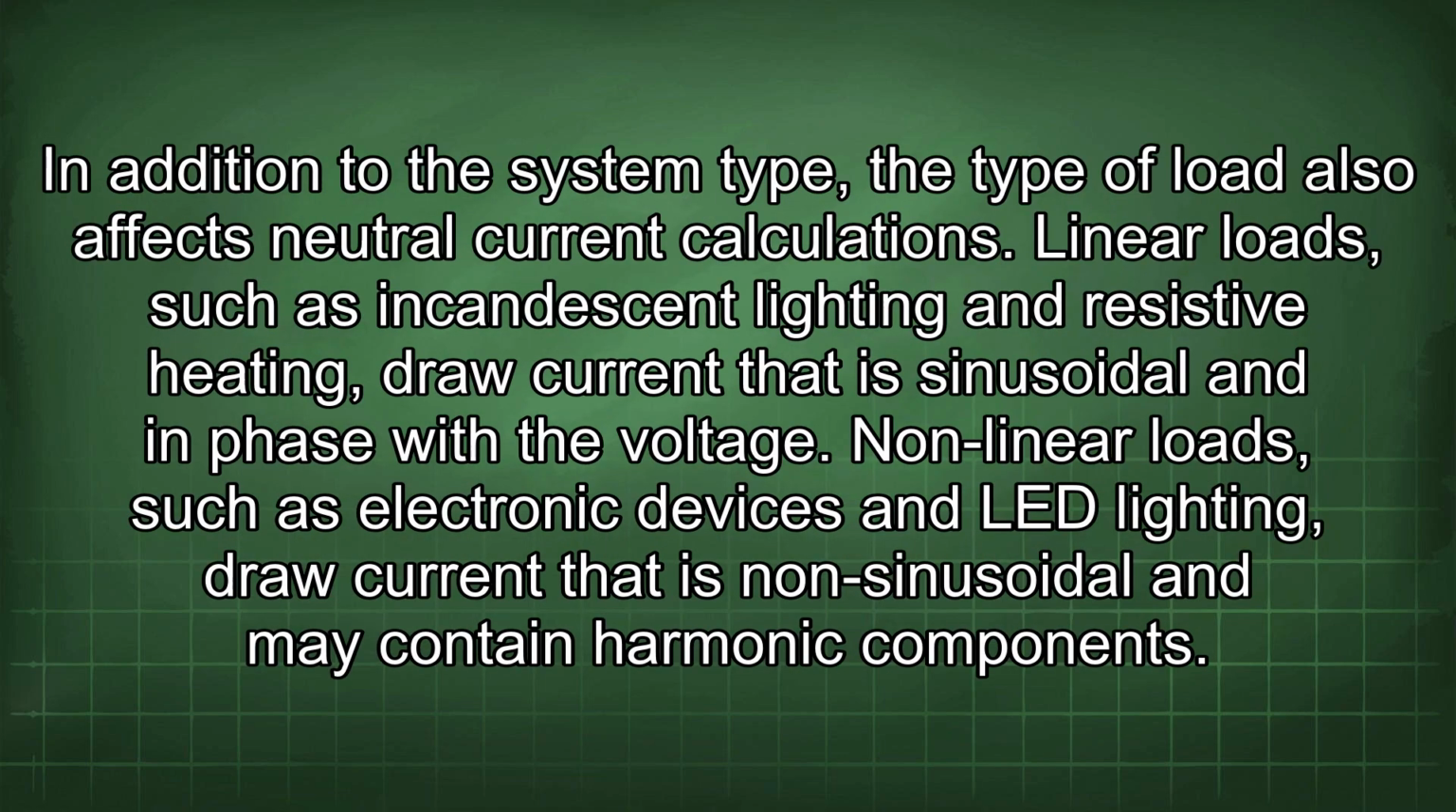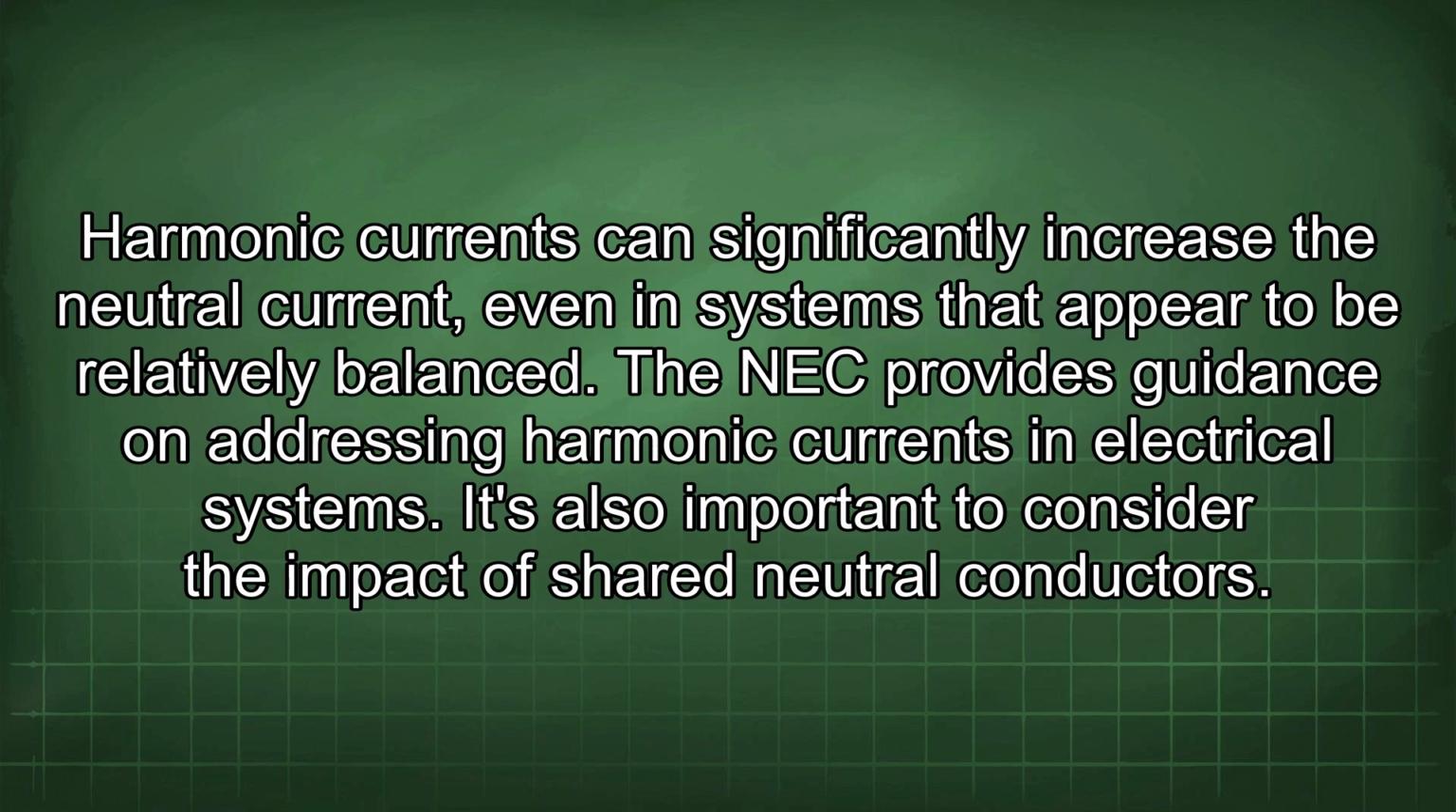In addition to the system type, the type of load also affects neutral current calculations. Linear loads, such as incandescent lighting and resistive heating, draw current that is sinusoidal and in phase with the voltage. Nonlinear loads, such as electronic devices and LED lighting, draw current that is non-sinusoidal and may contain harmonic components. Harmonic currents can significantly increase the neutral current even in systems that appear to be relatively balanced. The NEC provides guidance on addressing harmonic currents in electrical systems.